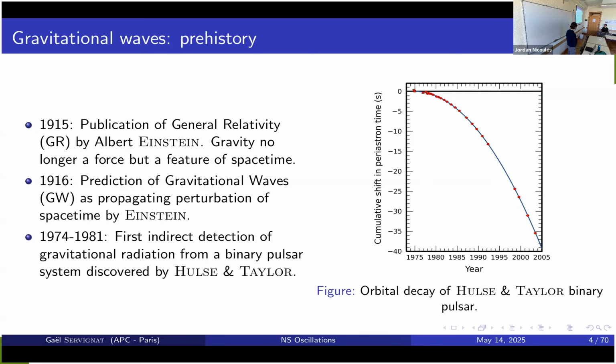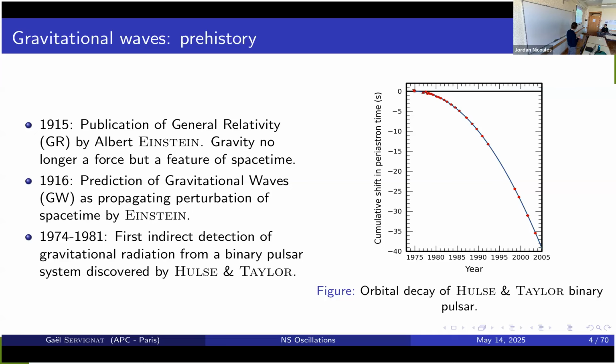Then one year later, he said, okay, what happens if we are in a weak field? And he shows that if you do that and you have moving and accelerating masses, you can have waves. So this is not something that propagates in space-time, but it is a propagation of space-time itself. At this point, it's just a theory.